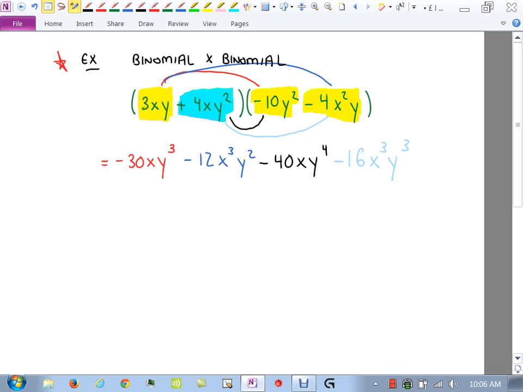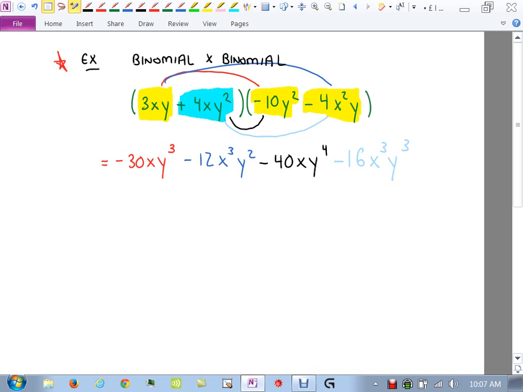Now, are any of these like terms? Almost, right? xy cubed, xy to the fourth. That's almost a like term, but it's not, right? Let's see. X cubed y squared, x cubed y cubed. I can't put those together, right? So none of those are like terms. So we're done.